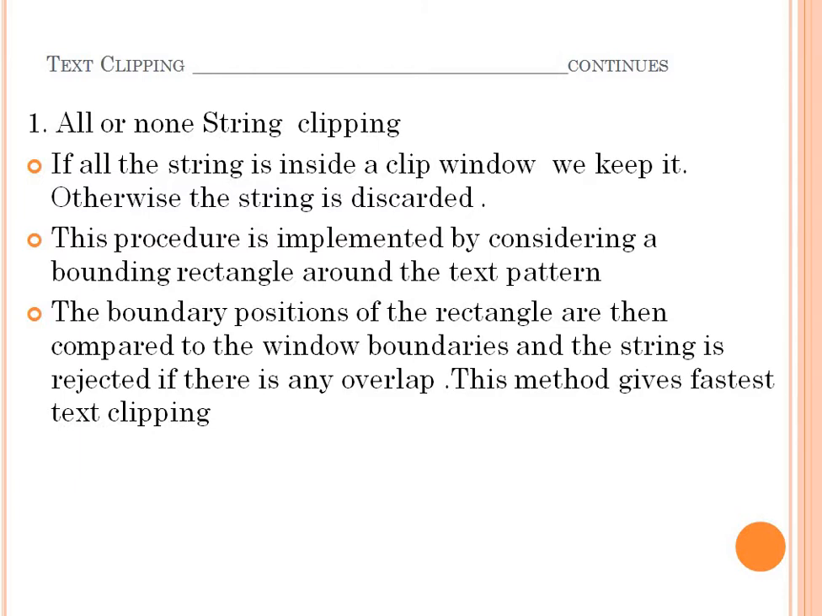So here is the first method of text clipping, that is all or none string clipping. Clipping means that if a whole polygon or a whole line is completely inside the clipping window, then it is kept as it is, or if the line, triangle or polygon is outside the clipping window, then it is completely discarded. In this method, if all the string is inside the clip window, we keep it. Otherwise the string is discarded.